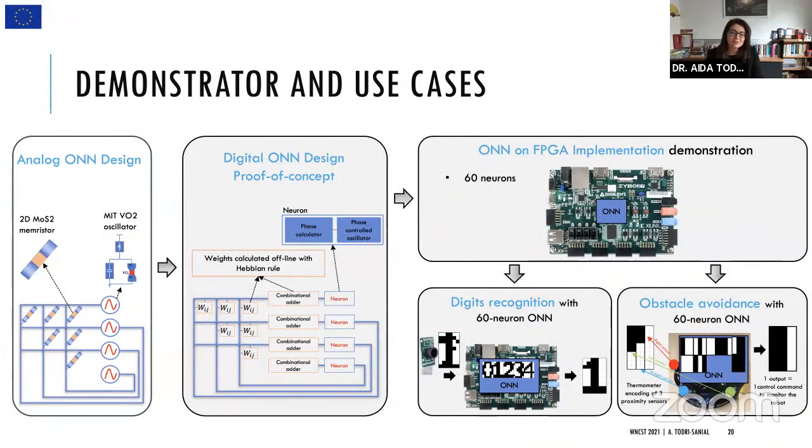I'm also happy to say that this concept of computing in phase, based on VO2 devices and MoS2 devices, we are implementing in analog. Currently the efforts are on developing a demonstrator based on these devices. However, as a proof of concept, we have also implemented this ONN, the oscillatory neural network computing in phase, digitally.